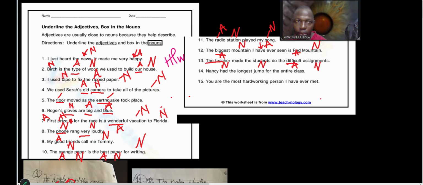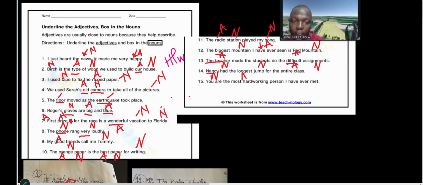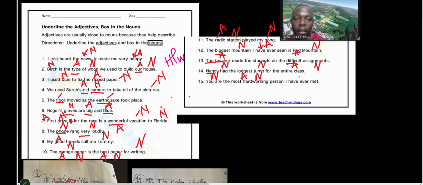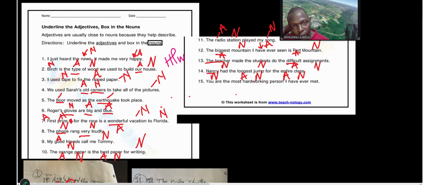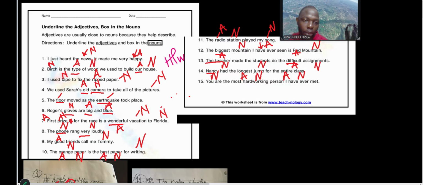Nancy had the longest jump in the entire class. Nancy is a noun. Longest is an adjective. Jump is a verb, but because we are just defining it as something she had, longest jump, it is a noun. Entire class: class is a noun. Entire tells us the portion, that's an adjective. Then, you are the most hardworking person I have ever met. Most hardworking are adjectives describing the person.